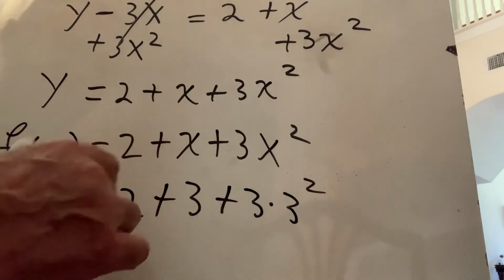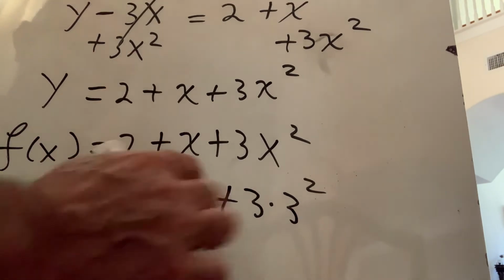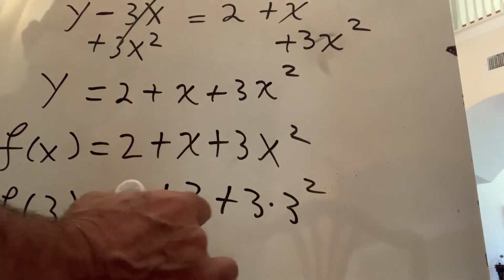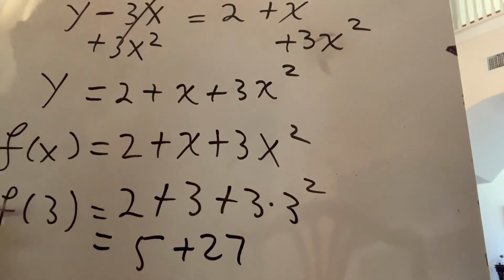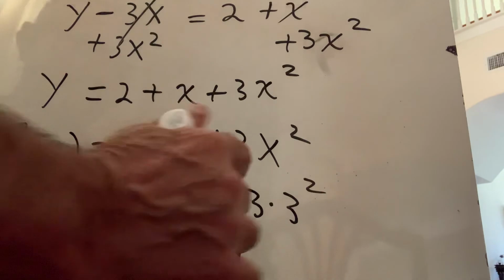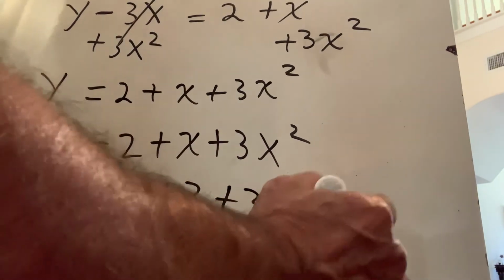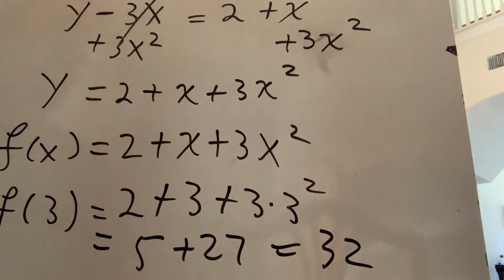So 2 plus 3, of course, is 5. 3 squared is 9. 9 times 3 is 27. And of course, 27 plus 5 is 32. Okay, so 32 should be the result of your f of 3 in this case, okay?